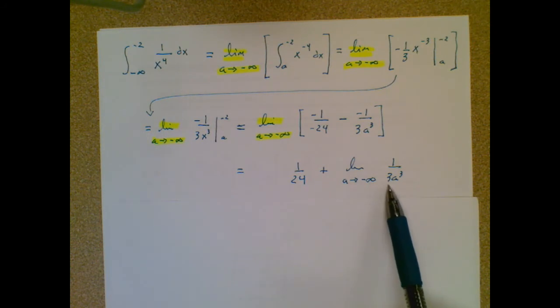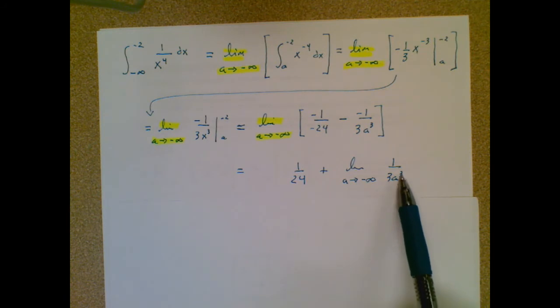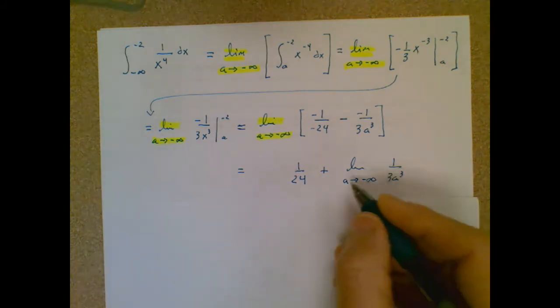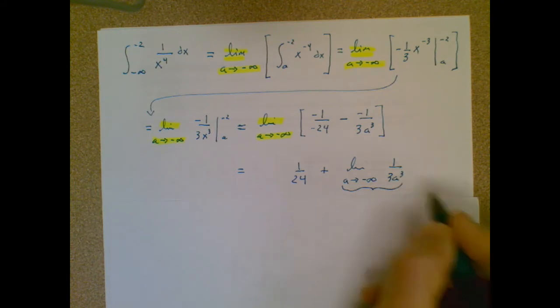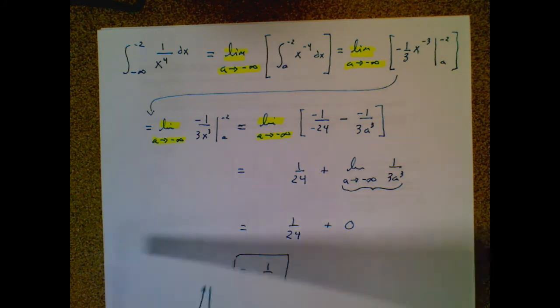This should be a pretty reasonable limit problem. As a approaches negative infinity, my denominator is getting huger and huger and huger. 1 divided by huger and huger is a 0. So this whole thing works its way towards 0. Hey, we came up with an answer. Not only did we come up with an answer, but that answer is a number. It's 1/24.